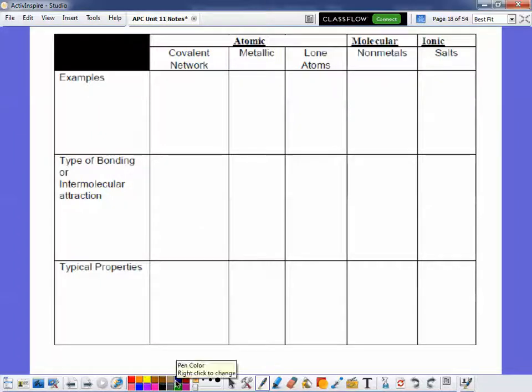Okay, so I'm actually going to fill in this chart from the right to the left. Alrighty, so I'm going to start with ionic solids. Another name for an ionic solid is a salt. Anything that's not an acid or a base is an ionic salt.